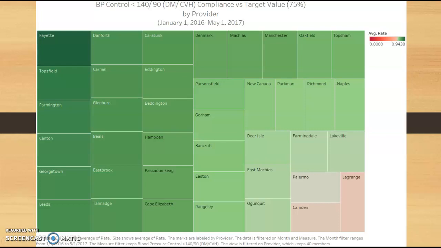LaGrange and Camden. Palermo is barely meeting the 75% rate, but if reimbursement were based on meeting this target, all practices would be reimbursed at the high rate. However, there is an opportunity for LaGrange and Camden to improve since they themselves are not meeting this target rate of 75%.